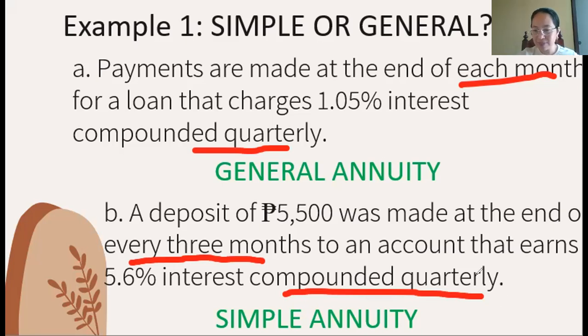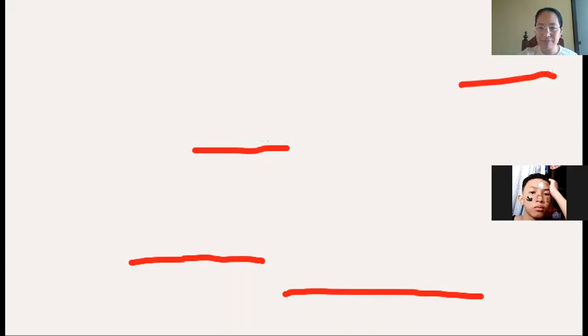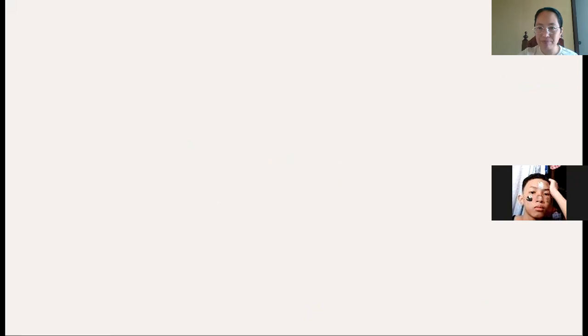Maliwanag po ba yon? Yes, first po, ma'am. So that's the classification of annuity. Clear ko lang po. Nilakihan ko na siya. Okay, so let's see the next one.